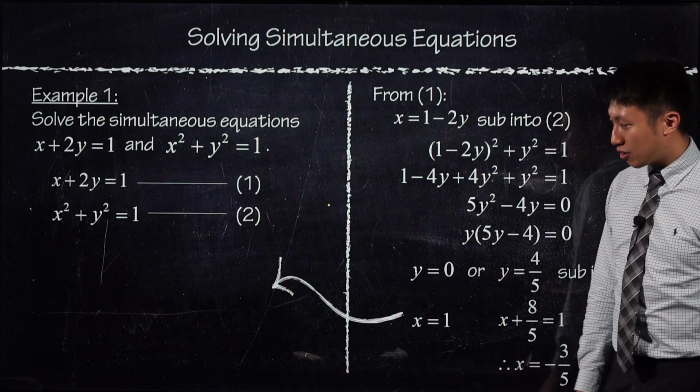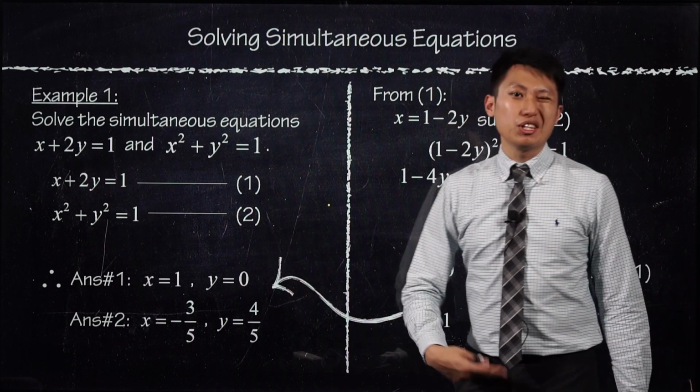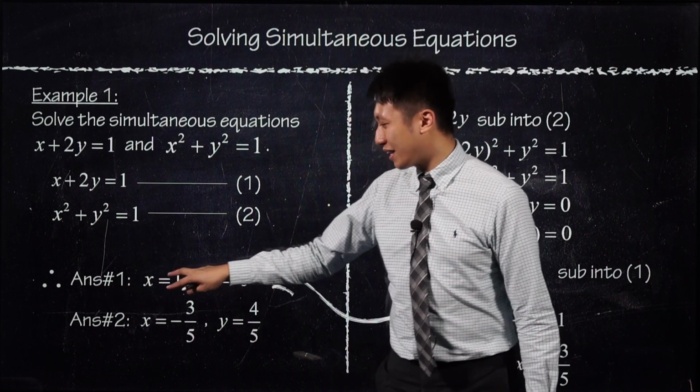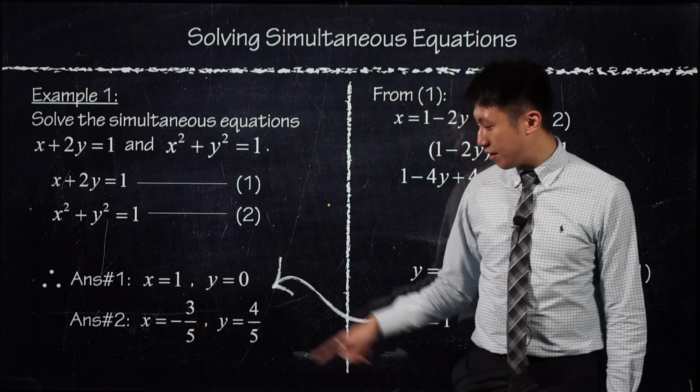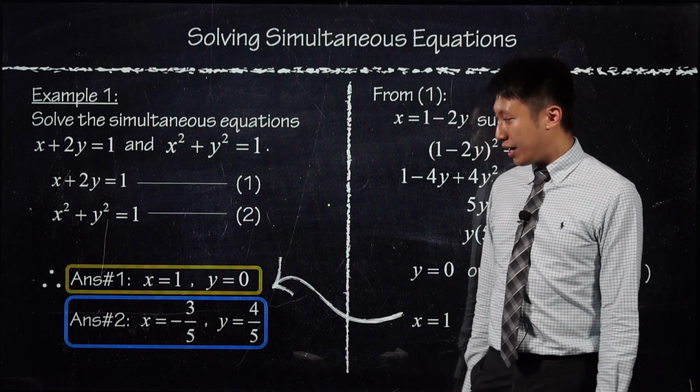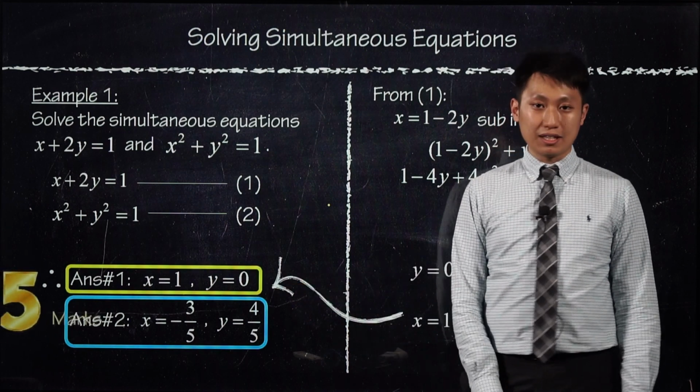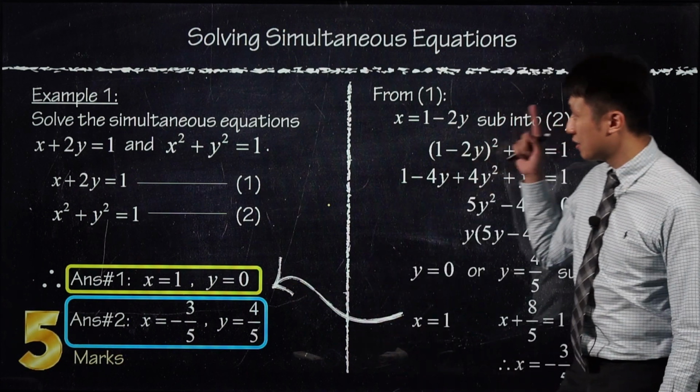We write there. Conclusion, we have answer number 1. I mean, you don't have to write "answer number 1" in the exam. Just write x equals 1, y equals 0, and also x equals -305, y is equal to 405. Then what do you get? You get 5 marks in your SPM paper 2, question 1.